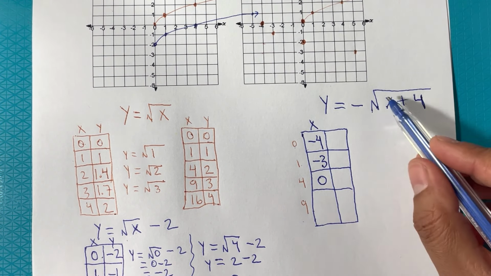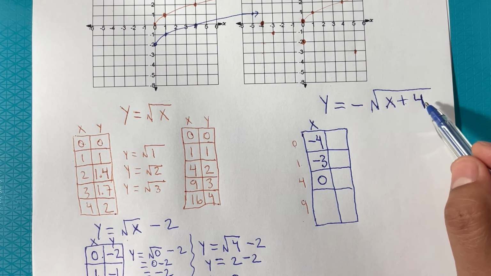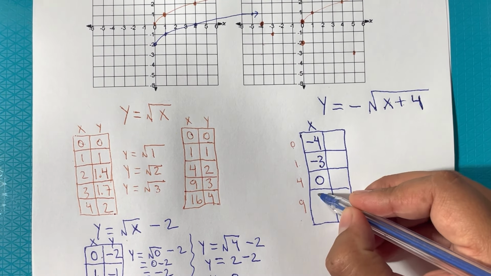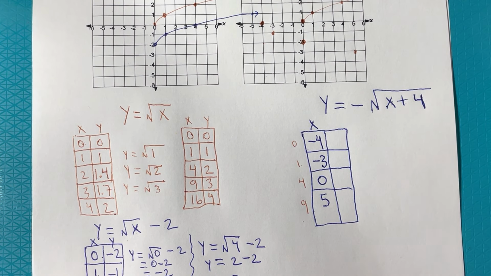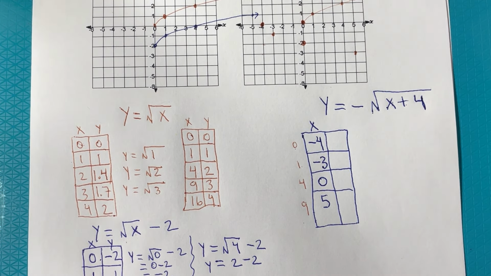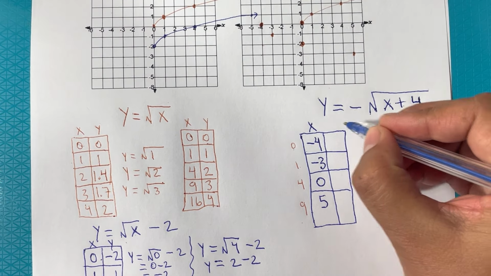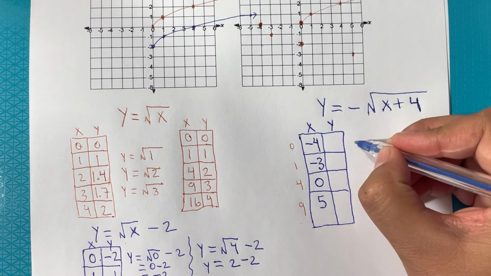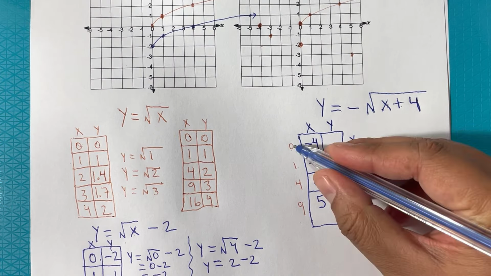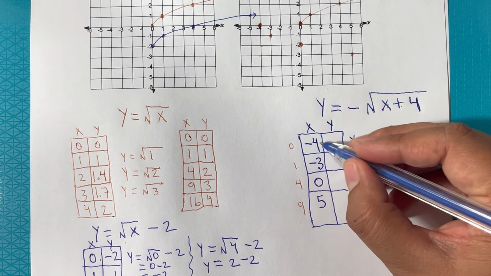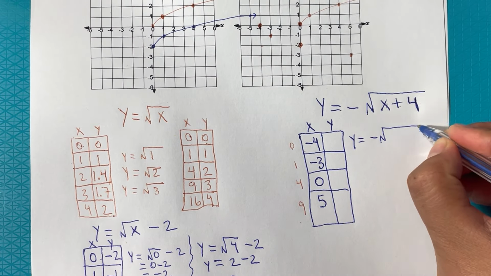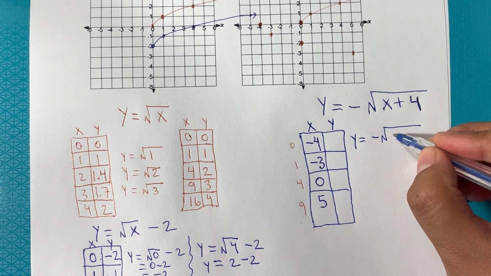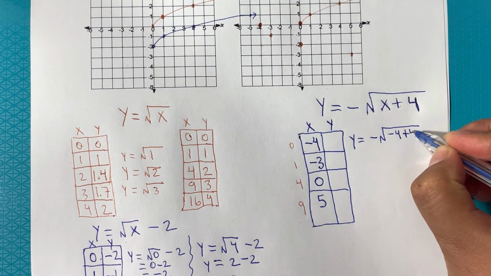To get a 9 underneath the square root, well, I have 4. That means I need 5 more. 5 plus 4 is 9, and the square root of 9 is 3. So that makes our lives a lot easier. And now we can just start finding the values of y by replacing the value, not this one, but this one right here. Y is equal to negative square root of x, where x is -4 plus 4.